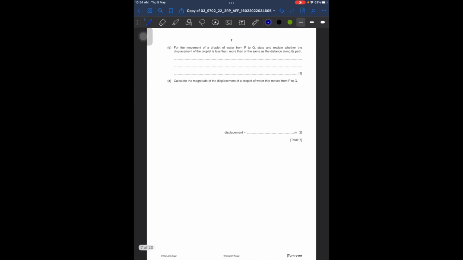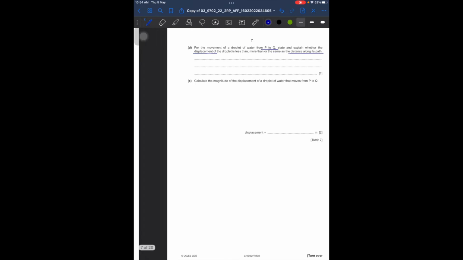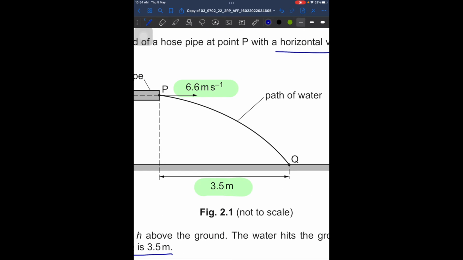Let's check more to it. D. For the movement of a droplet from P to Q, state and explain whether the displacement of the droplet is less than, more than, or the same as the distance along its path. So now they are trying to find out whether you know the difference between displacement and distance. If you look at the droplet, that's the path of the water droplet. That means that's going to give us the distance. It is a curved path, and that's our distance.